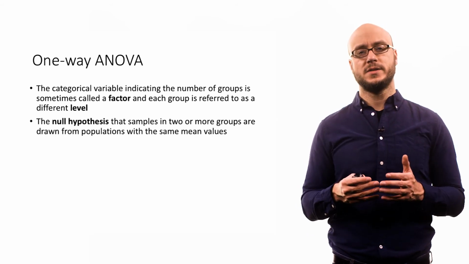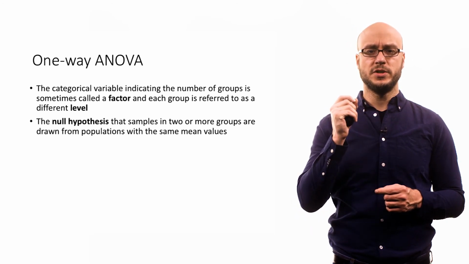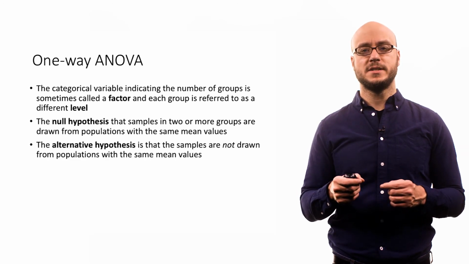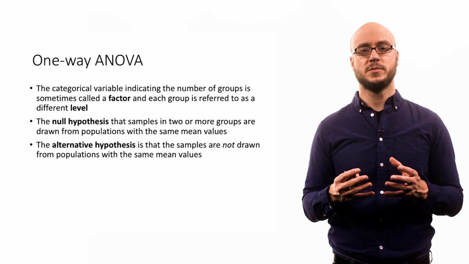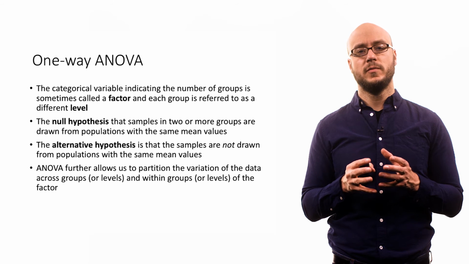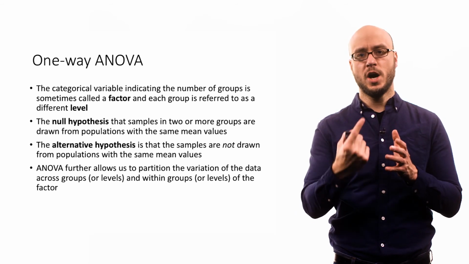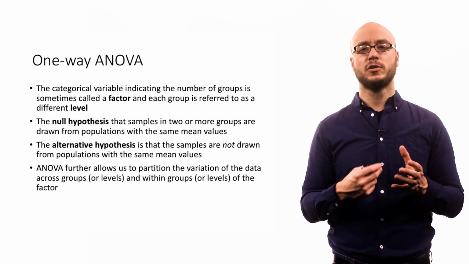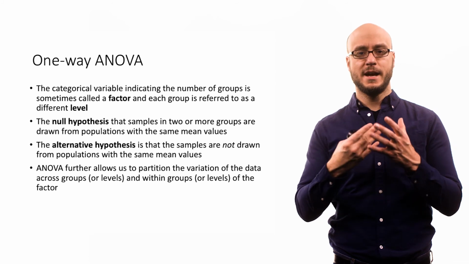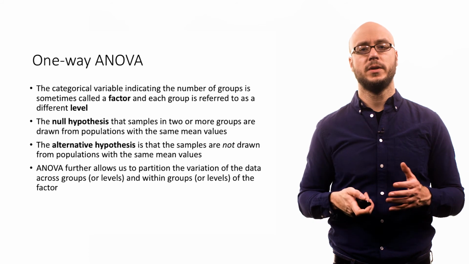The null hypothesis for one-way ANOVA is that samples in 2 or more groups are drawn from populations with the same mean values. The alternative is that the samples are not drawn from populations with the same mean values. An additional advantage of ANOVA is that it allows us to partition, or separate, the variation of the data across groups or levels and those within groups or levels of the factor. This can be very helpful to understand the variability and really understand the sources of variability in your data.